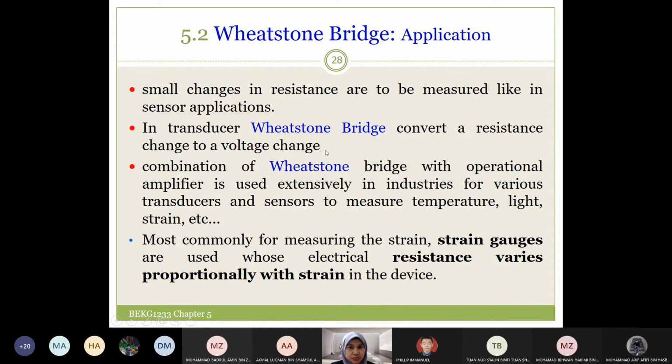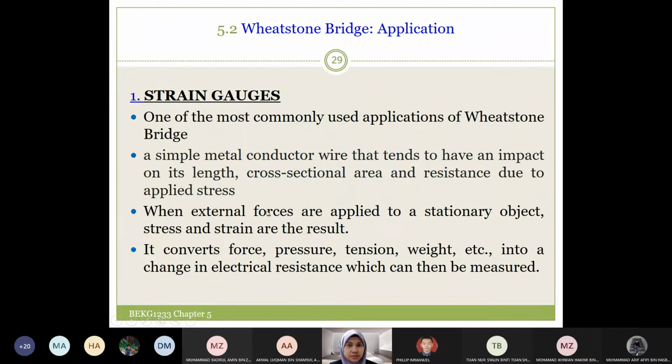in the device. So the most used application of Wheatstone bridge is in strain gauge, where resistance varies proportionally with strain. Okay, one of the most commonly used applications of Wheatstone bridge is strain gauge.